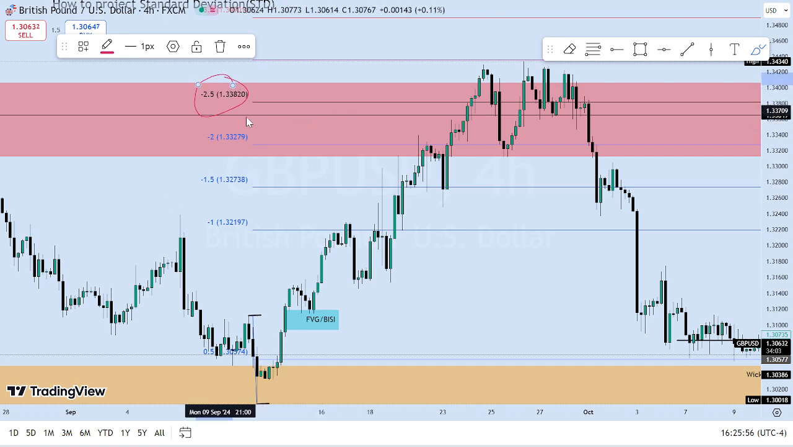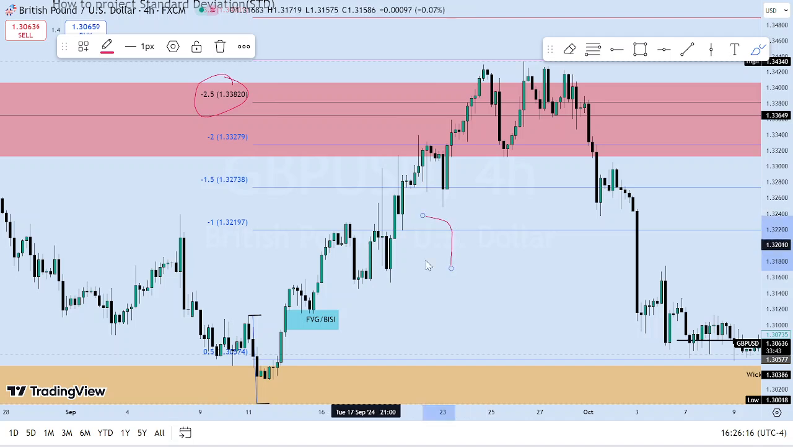initially, because we have a target of price delivering inside this weekly. This is our weekly volume imbalance. So we have a target of price coming to deliver inside it. So you target standard deviation minus 2.5 for your initial profit.